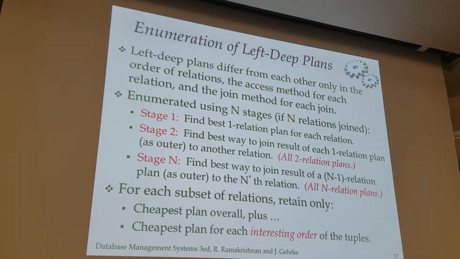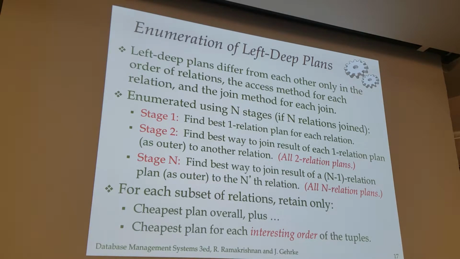I'll consider AB, AC, AD, AE, as long as I'm avoiding Cartesian product. And I'll look at BA, which is different than AB, because I got B first, and then I'm joining it with A. So I'll consider BA, BC, BD, BE. And here's what's fun.